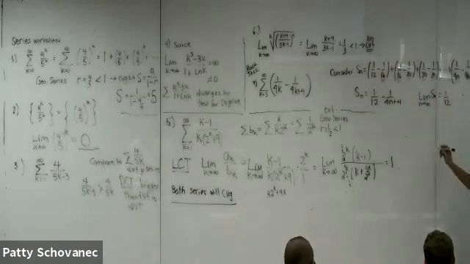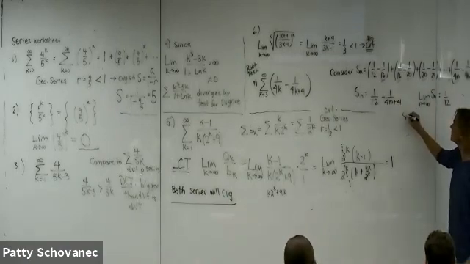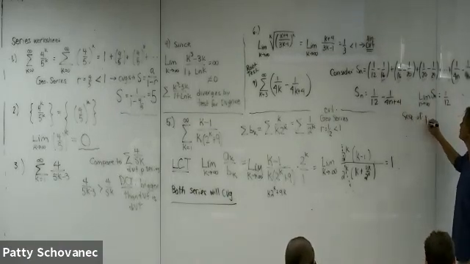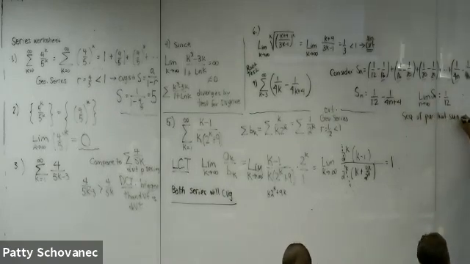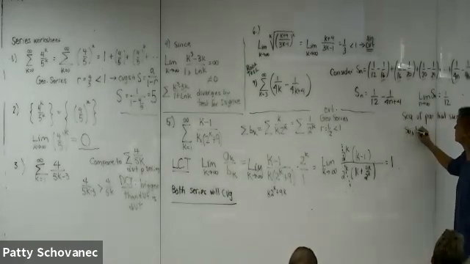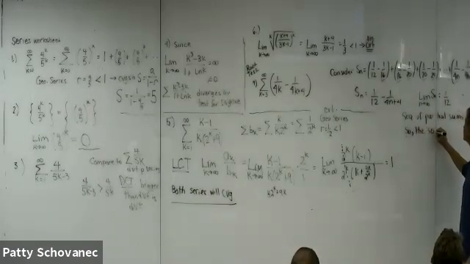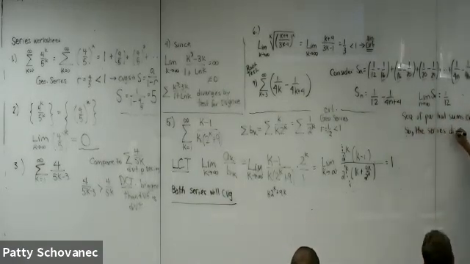And so my conclusion is that the sequence of partial sums converges to 1/12, so the series does as well. Sequence of partial sums converge, and so does the series.